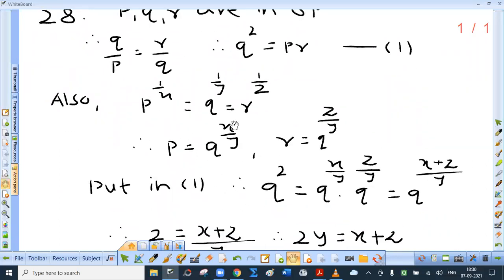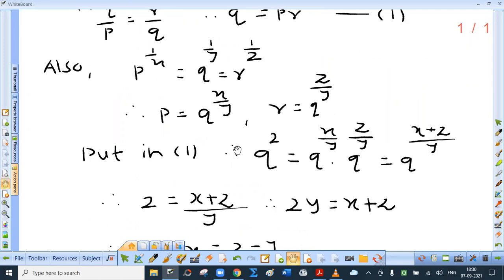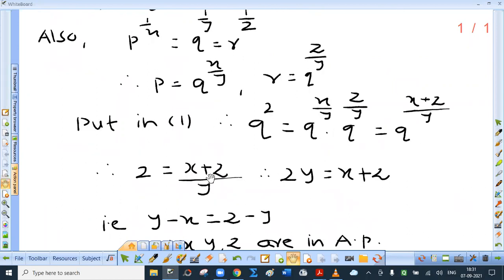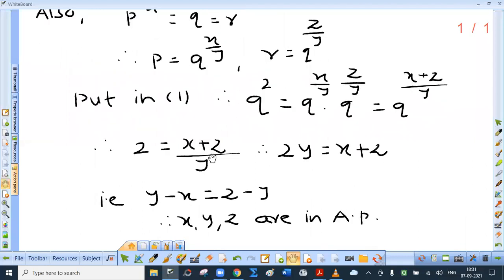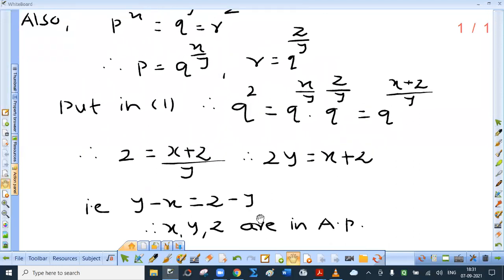Now put these in 1. So Q square equal to Q raised to X upon Y into Q raised to Z upon Y. Add indices. So 2 equal to X plus Z upon Y. So 2Y equal to X plus Z. At this point, you can say that Y is arithmetic mean. So X, Y, Z are in AP. Or you may say that rearrange the terms to get Y minus X equal to Z minus Y. Difference between two consecutive terms is constant. So X, Y, Z are in arithmetic progression.